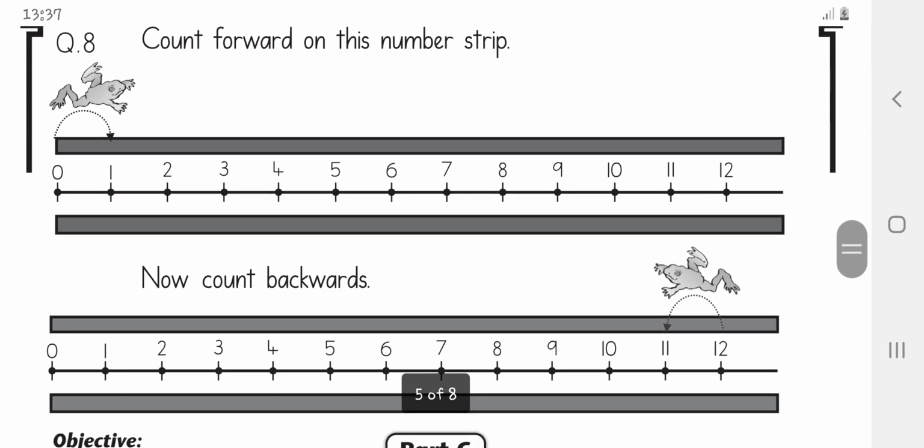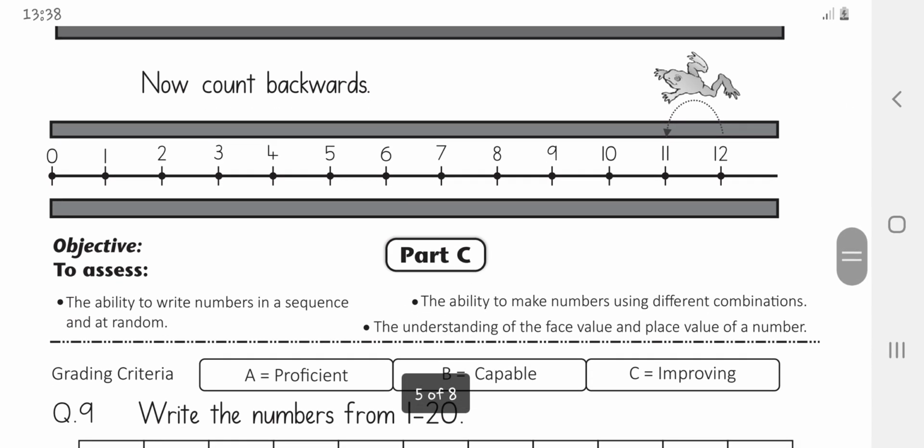Then the next question, which is question number 8, and I think it is the 4th question of part B, is count forward on the number strips. We know that numbers are represented in different forms to the students, sometimes from left to right, from top to bottom, on number strips. So they should be able to just read the numbers on the number strips. First, this is forward, and here backwards. So they will start from 12 and move to 0. Here they will start from 0 and move to 12.